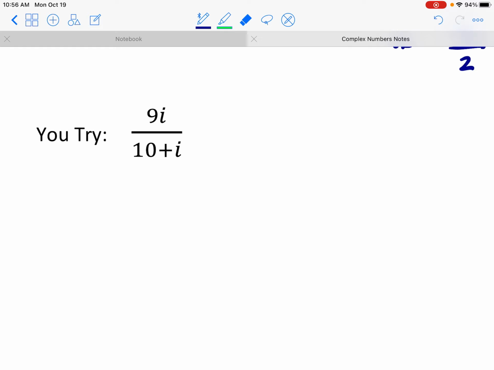9i divided by 10 plus i. So to simplify this, we're going to multiply by the conjugate of our 10 plus i, which is going to be 10 minus i.